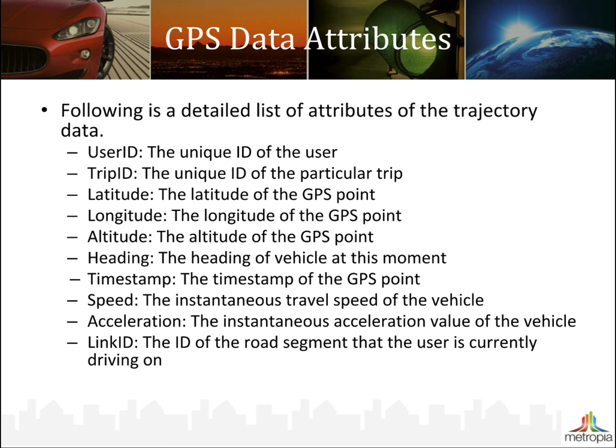This slide shows a list of attributes for each GPS point. User ID is the unique key used to represent a user. Trip ID is the unique ID of a particular trip. We also have location information, including latitude, longitude, and altitude of a GPS point. Heading is the heading of the vehicle at the moment. Timestamp and traveling speed of the vehicle are both fairly self-explanatory. The acceleration can be calculated from instantaneous speed data, and the link ID is the road segment that the user is currently driving on.